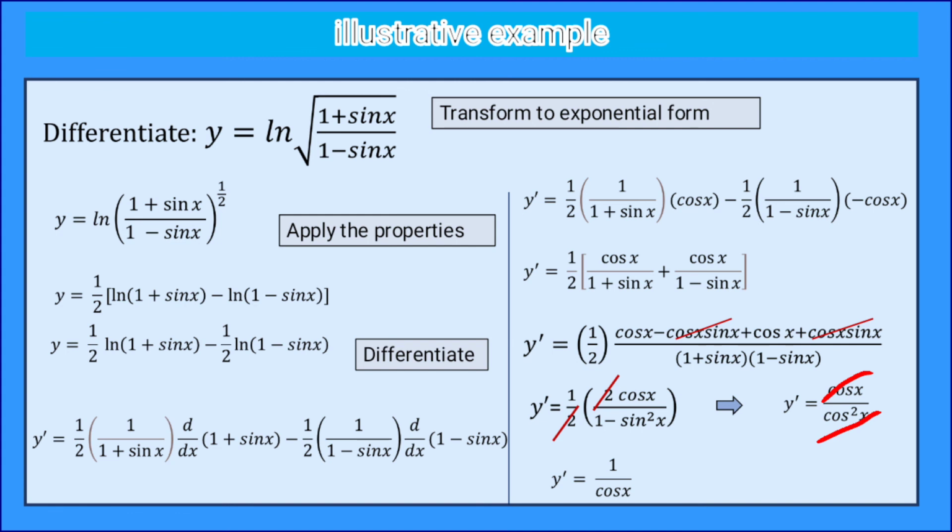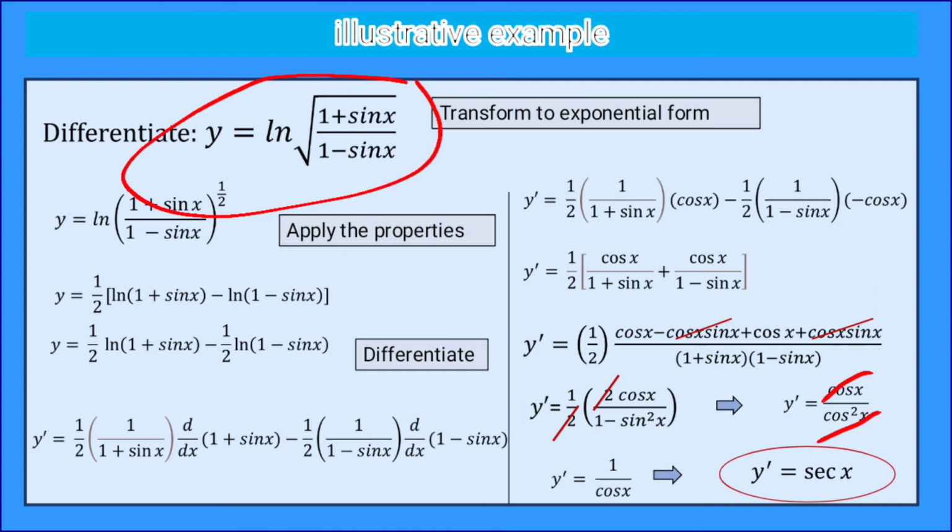This is not the end because we can use an identity again. The identity for 1 over cosine x is secant x. So our final answer for the derivative of y, which is ln of the square root of 1 plus sine x over 1 minus sine x, is secant x.